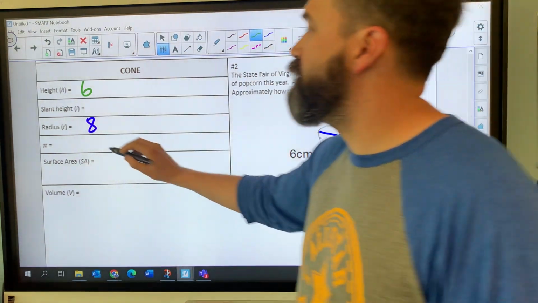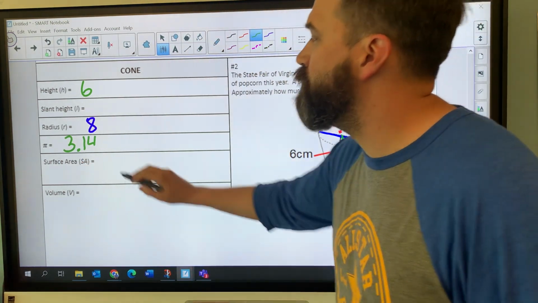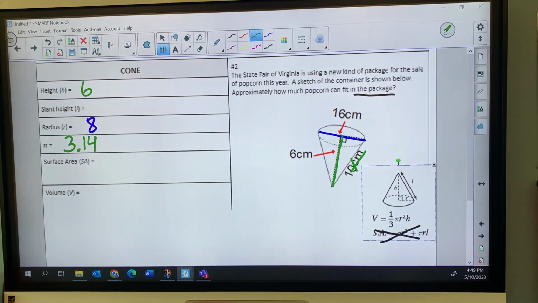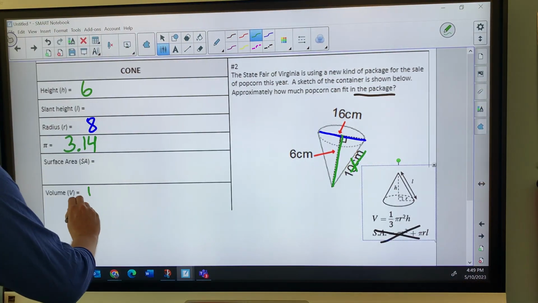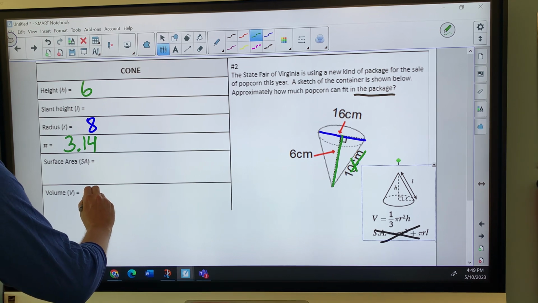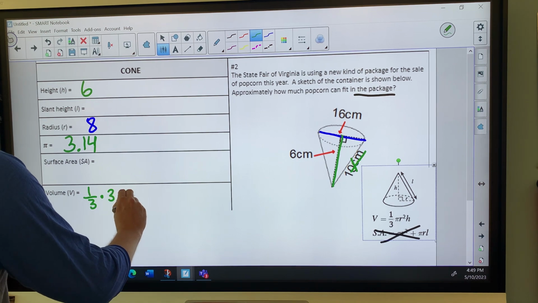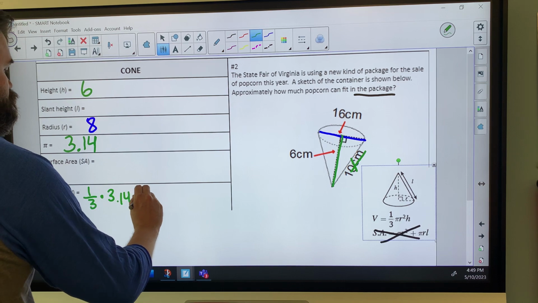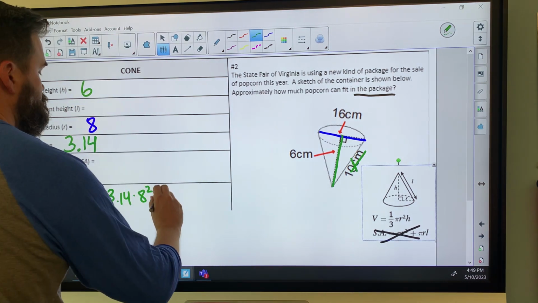Pi is always 3.14, for an approximation. Remember, it is an irrational number that goes on, but we end at 3.14 for the purpose of the formula. I'm going to go ahead and write that formula in. That volume is 1/3 times pi, which is 3.14, times r squared, so that's going to be the radius, 8 squared, times h, which is 6.